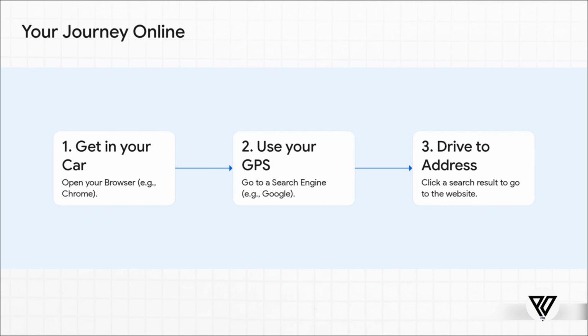So think about what you actually do. Step 1, you get in your car. That means you open your browser, say Chrome. Step 2, you turn on your GPS. You go to a search engine like google.com. And step 3, you type in what you're looking for. The GPS gives you a list of results, and then you tell your car where to go by clicking on a link. That click is you turning the wheel, and the browser then drives you to that website.